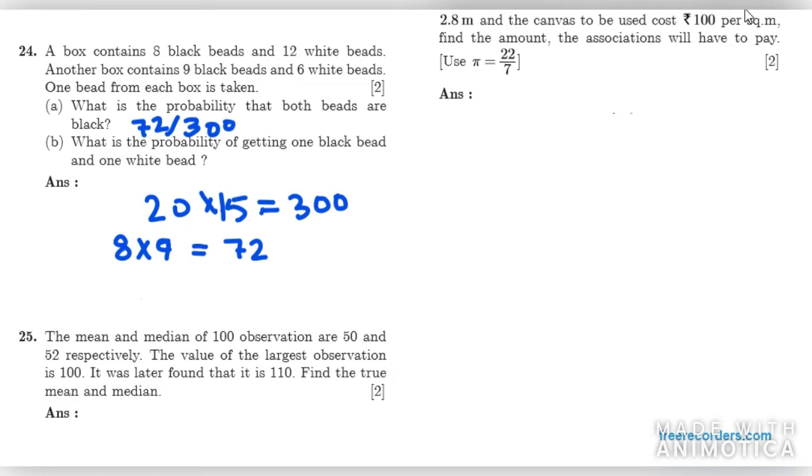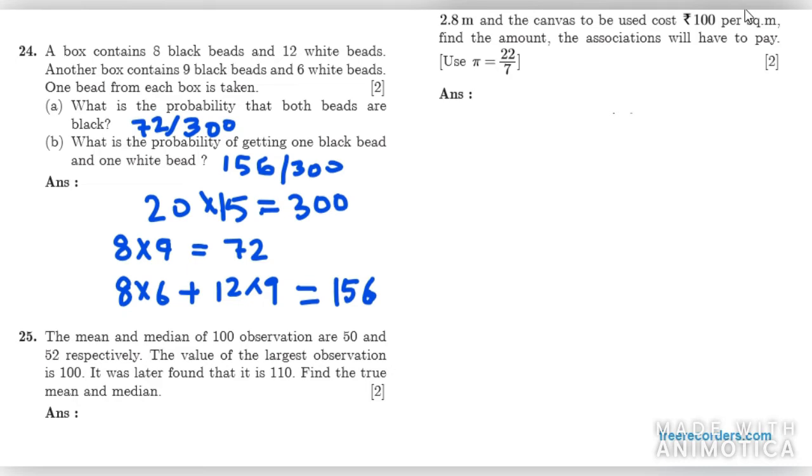Now second one, it says probability of getting one black bead and one white bead. So 8 into 6 plus 12 into 9. Why? Because it says one black bead and one white bead. So 8 into 6 plus 12 into 9, total value is 156. So for the second one, answer would be 156 over 300. So this is the second part for question number 24.